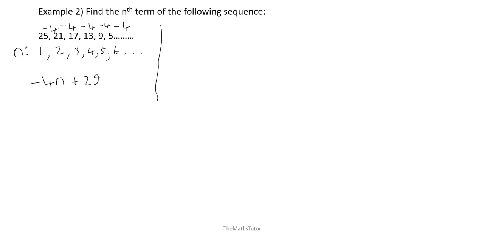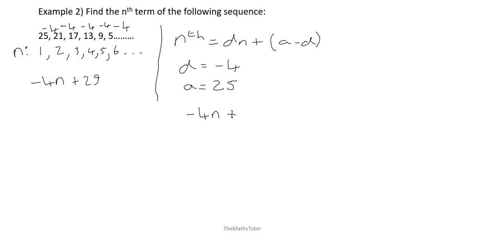Now again, for the sake of completeness, I'll use the equation method. dn plus a minus d. d here is equal to minus 4, again taking care to include the minus. A is equal to 25, the first term in the sequence. So now plugging this in, you get minus 4n plus, and now be careful, because here you have a minus minus, so it is 25 minus minus 4, which is of course 25 plus 4, which gives you 29. And these are of course the same.